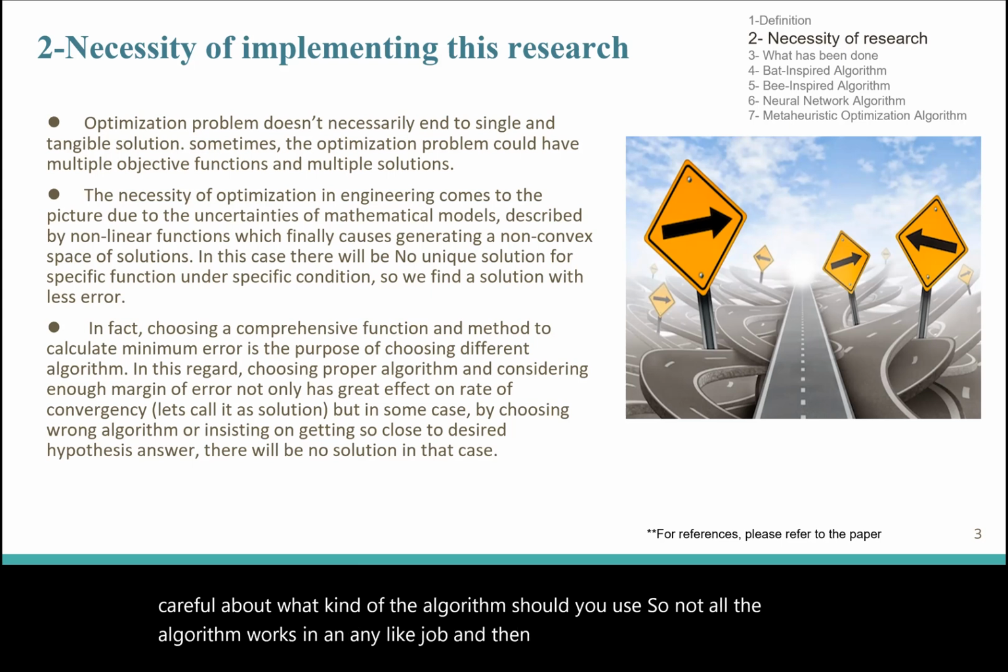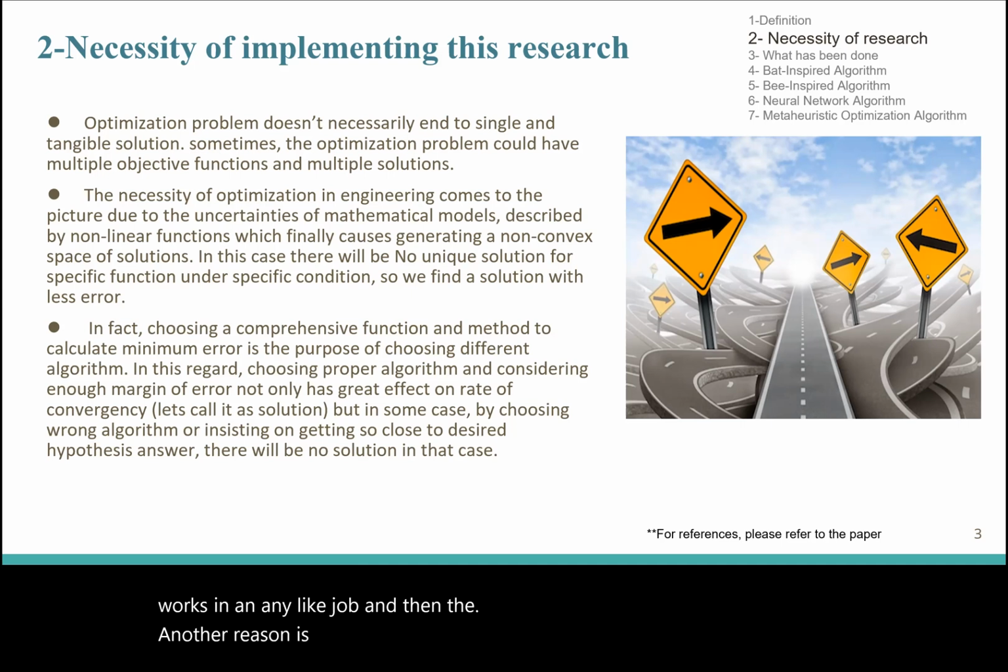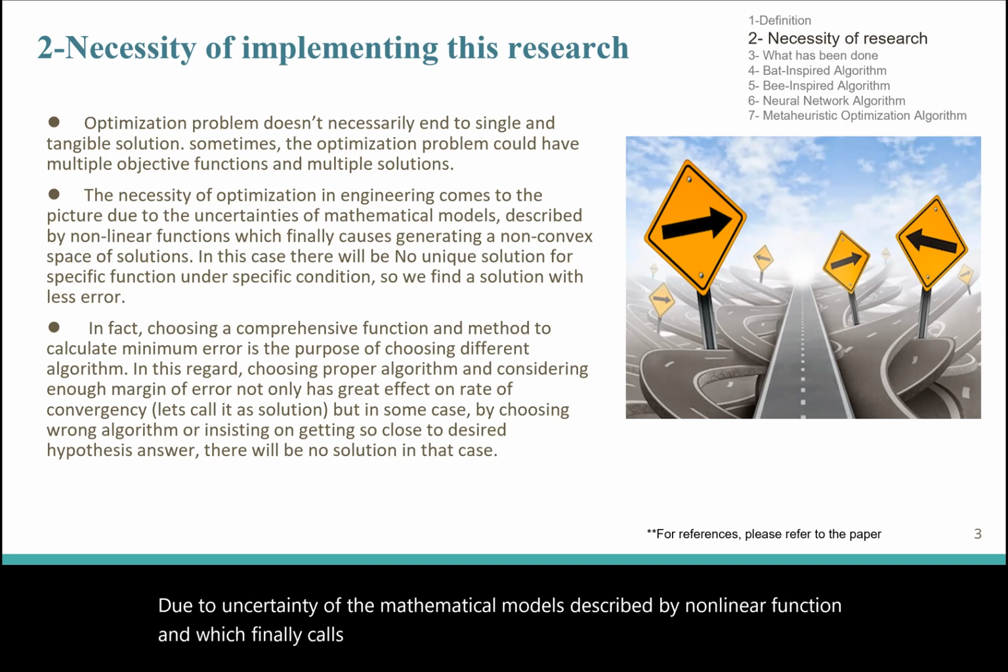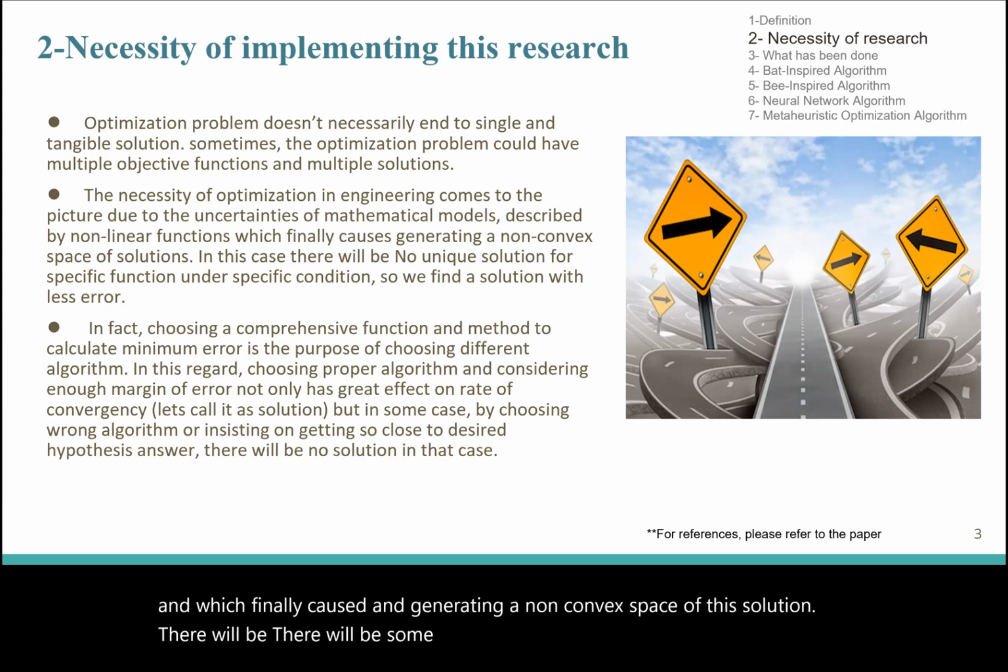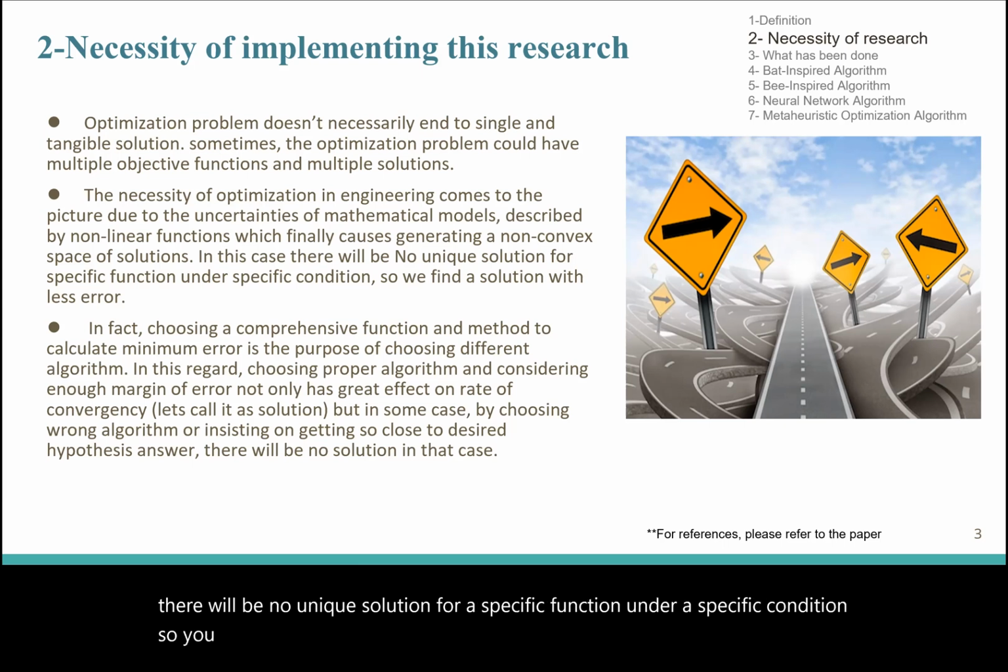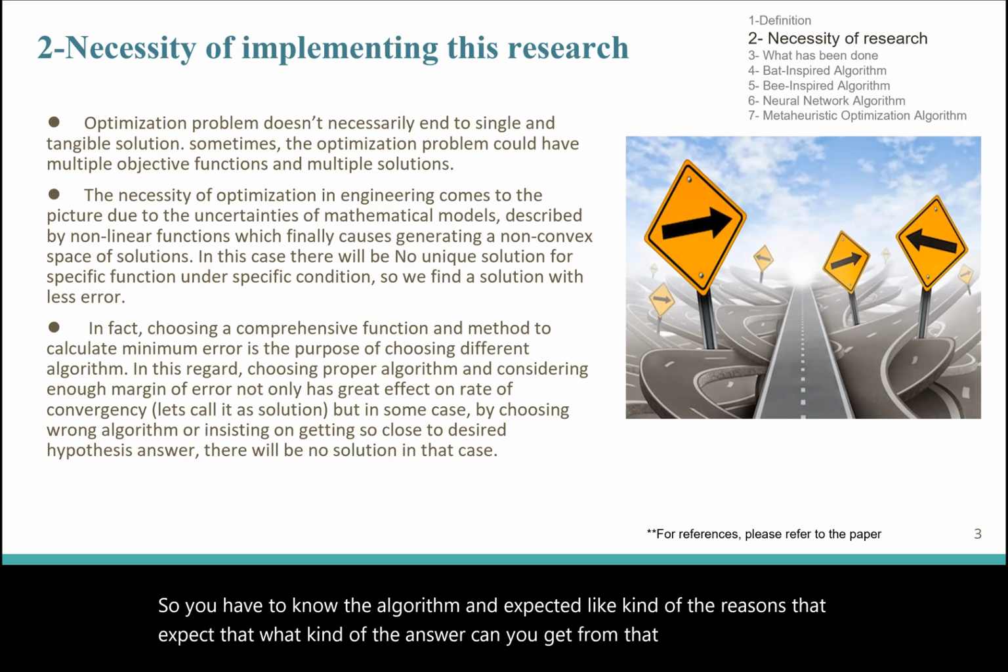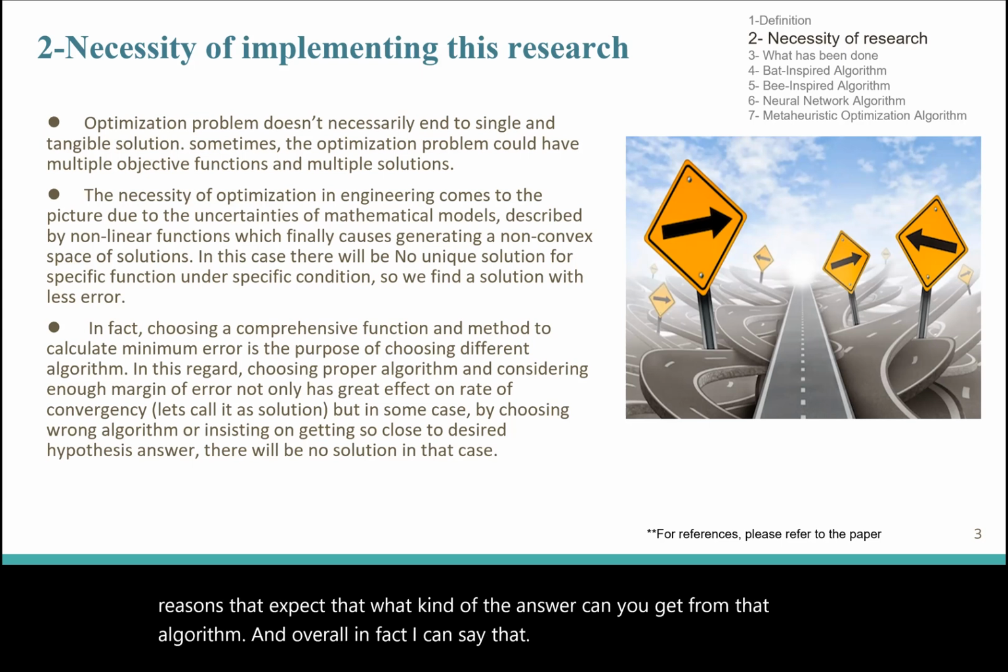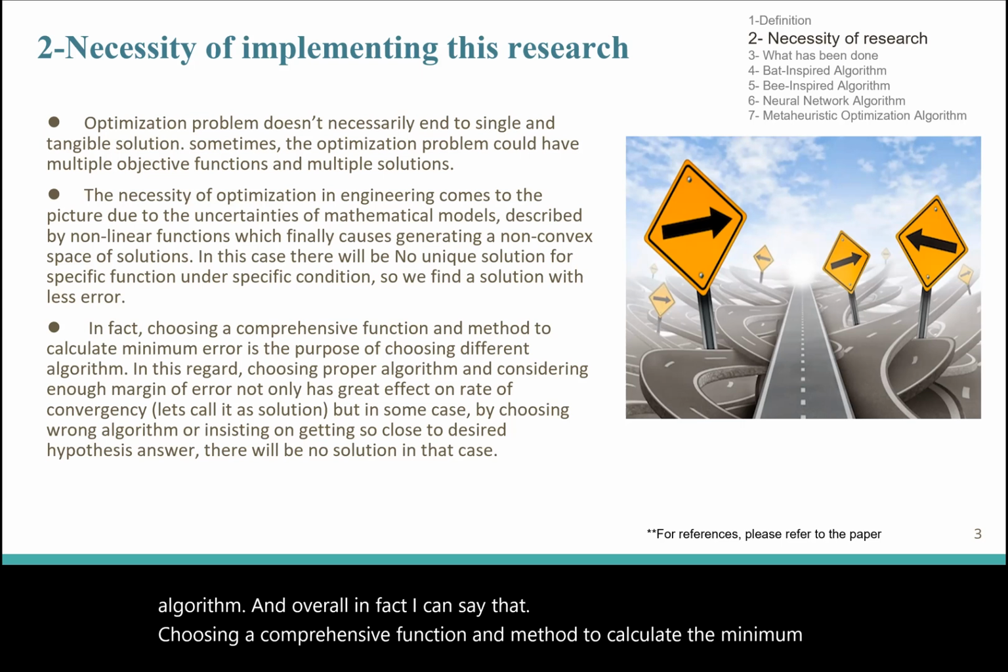Another reason is that, due to the uncertainty of the mathematical models described by nonlinear functions, which finally generate a non-convex solution space, there will be some uncertainty in the answer. In this case, there will be no unique solution for a specific function under a specific condition. So you have to know the algorithm well and expect what kind of answer you can get from it. Overall, choosing a comprehensive function and method to calculate the minimum error is the purpose of choosing different algorithms.